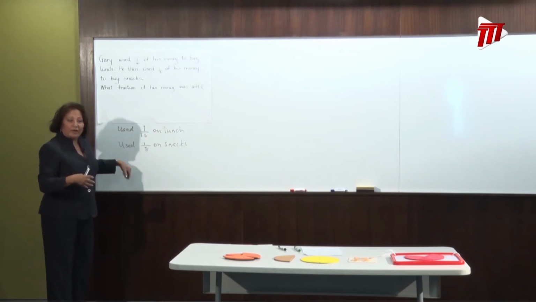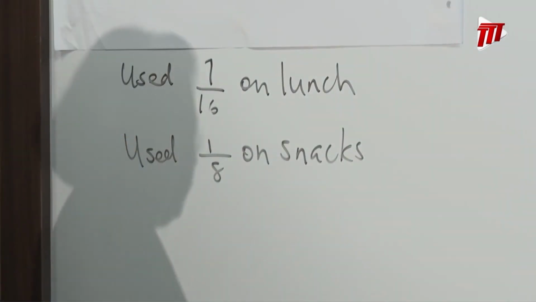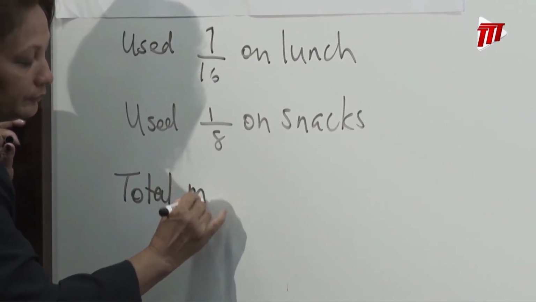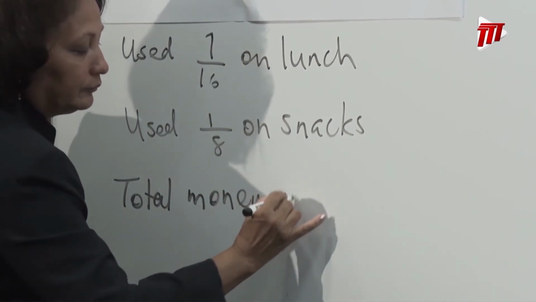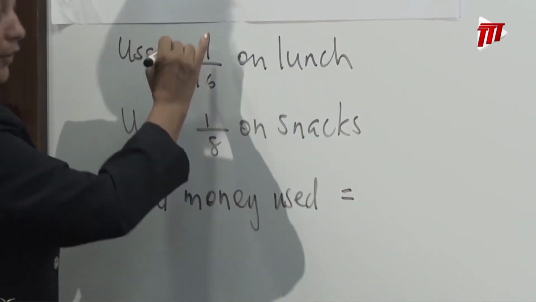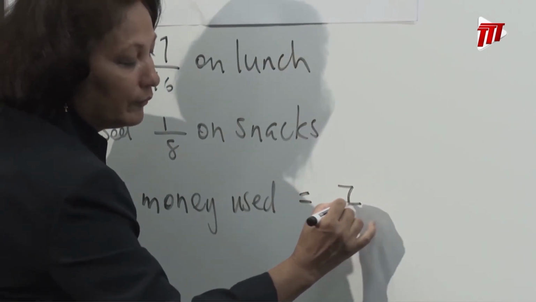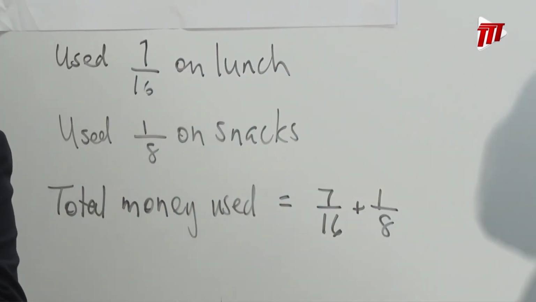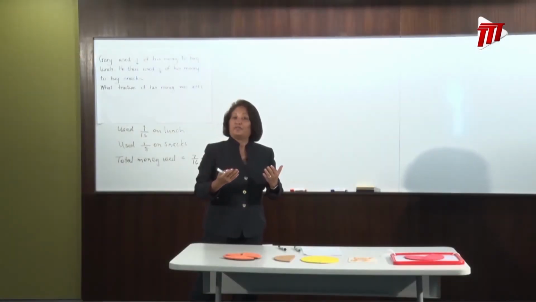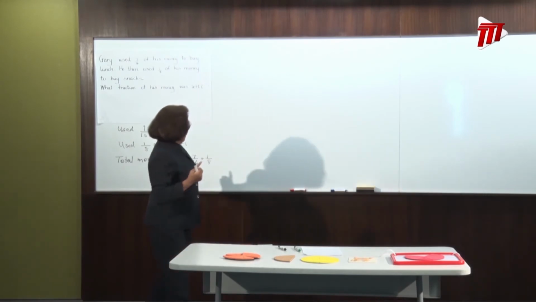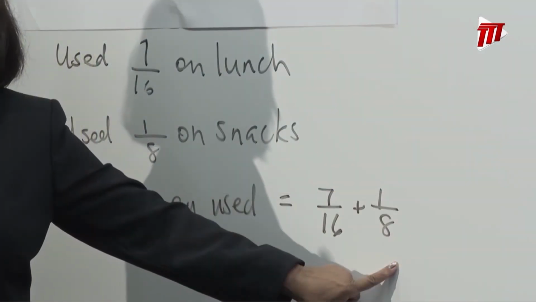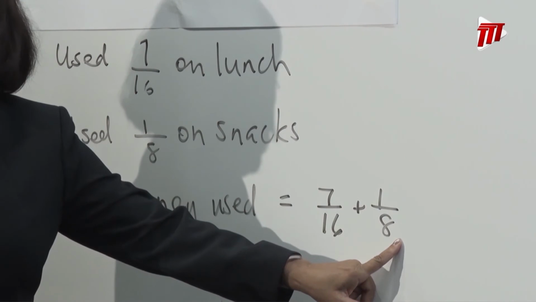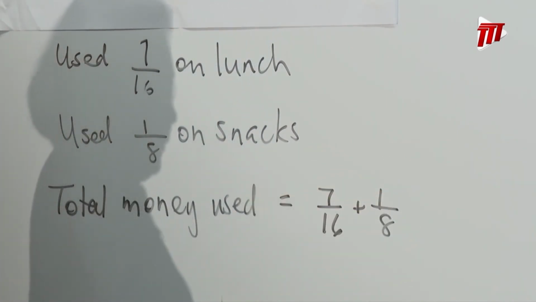So we need to first find out how much he used in total. So the total amount used would be the sum of these two. Now you know how to add fractions with different denominators. It's just like when we were subtracting. What we do is we convert this to a certain amount of 16ths by multiplying by a factor of 2 and multiplying the numerator by 2 as well.